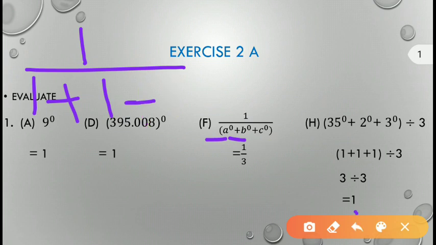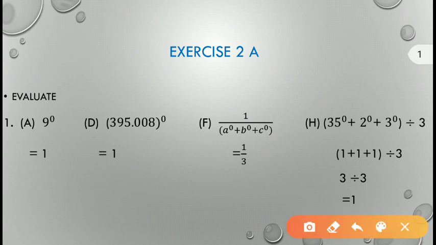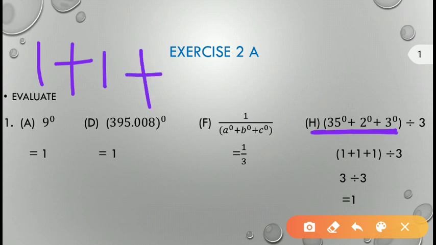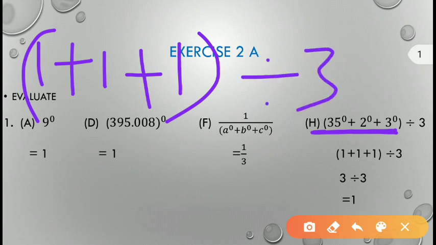Next question, H. The remaining questions will be your homework. Question number H is 35 to the power 0 plus 2 to the power 0 plus 3 to the power 0. In the place of this, we can write 1 plus. Why? Because the power is 0. 2 to the power 0 means 1 plus 3 to the power 0 means 1. Again, this is divided by 3.